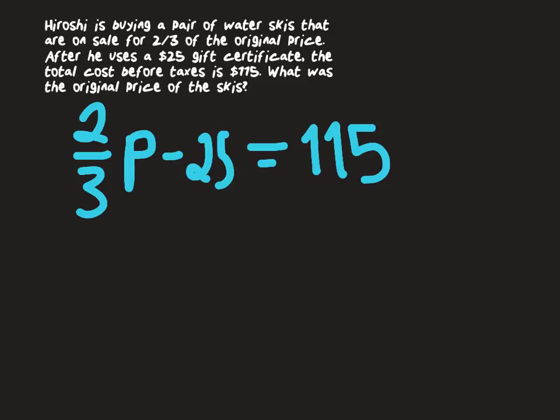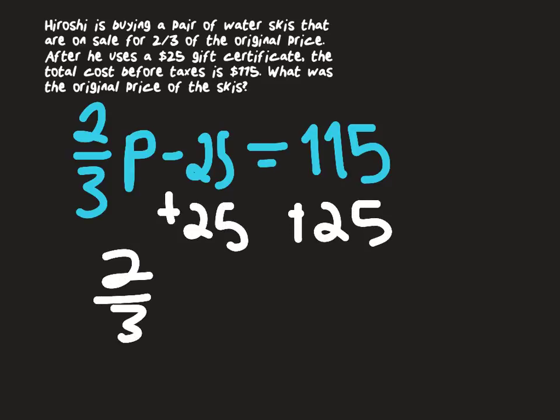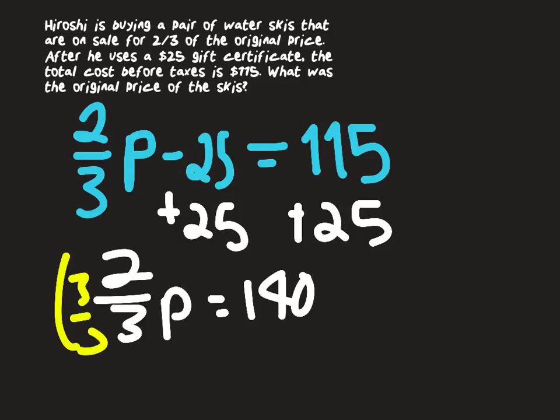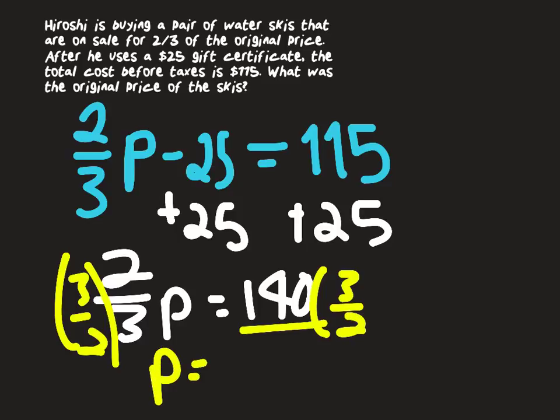So we have to do the thing that's farthest away from the variable. So add 25. 2/3 P equals 140. Then now we multiply by 3 over 2, by 3 over 2, and you get P equals 210. So the original price of the skis was $210. Oh, they weren't even skates, they were skis. My bad.